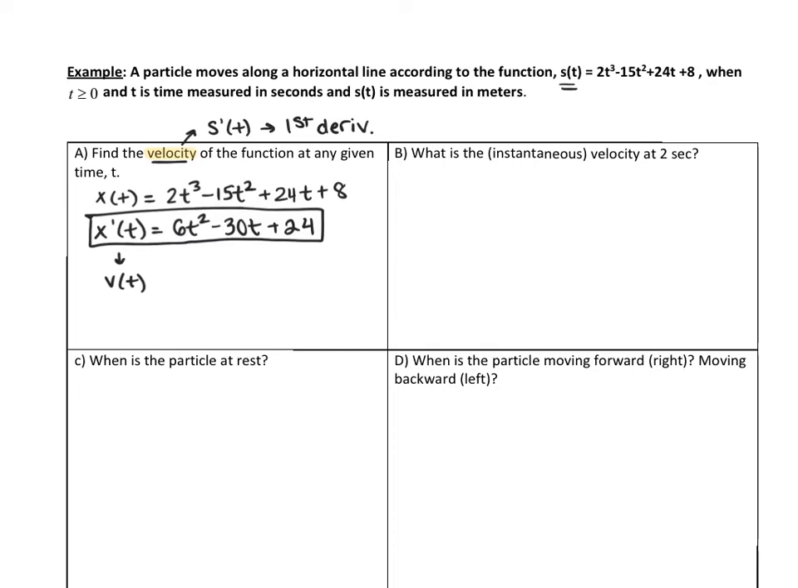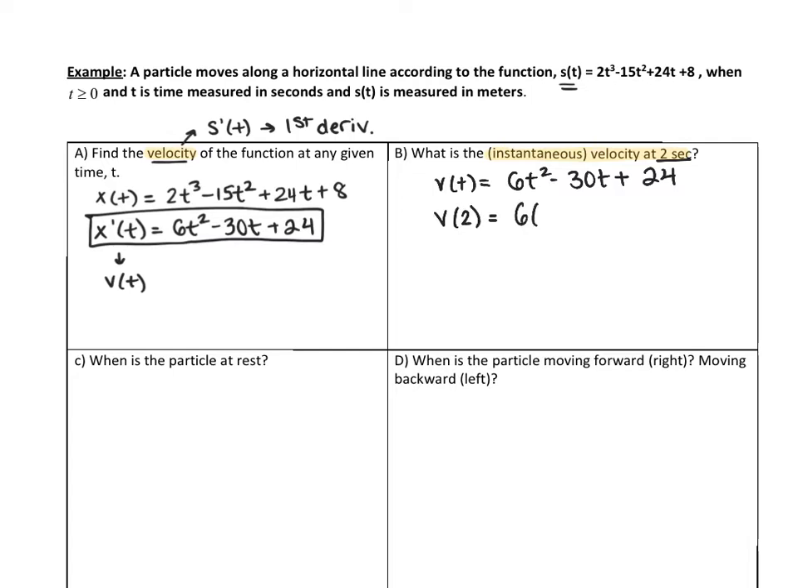Okay? Now, part B, I'm asking you to find the instantaneous velocity at 2 seconds. So when I'm talking about an instantaneous velocity, I'm talking about an instantaneous rate of change, or an instantaneous slope. So slope is derivative. So all we're going to have to do is, if my v of t function is 6t squared minus 30t plus 24, if I want to find the exact velocity at 2 seconds, all I'm going to do is plug in 2 into my velocity function.